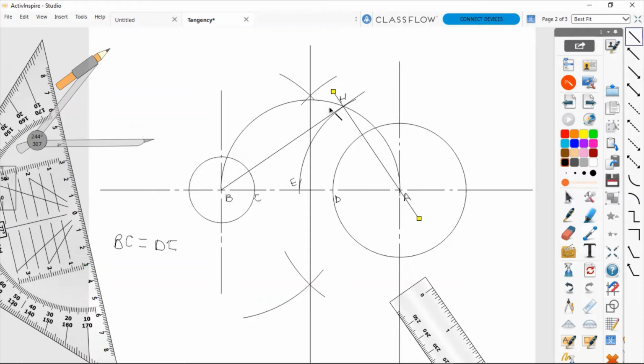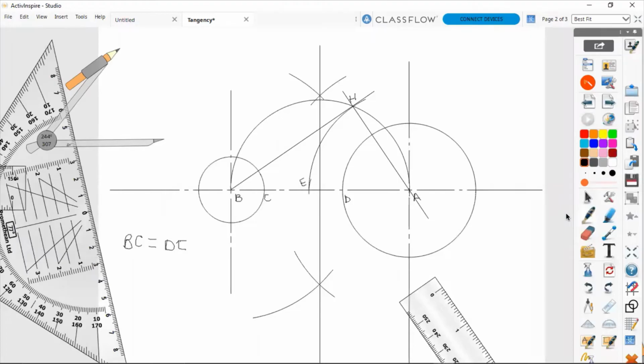Now if we draw another line parallel to line BH, and it goes through a tangent on the large circle, it will also form a tangent to the small circle. So that's what we are going to try to do. I'm going to repeat this again, that this is a perpendicular. We are going to draw a line to touch this end. So our line is going to be parallel to this. You can use your straight edge and your set square to draw that parallel line.